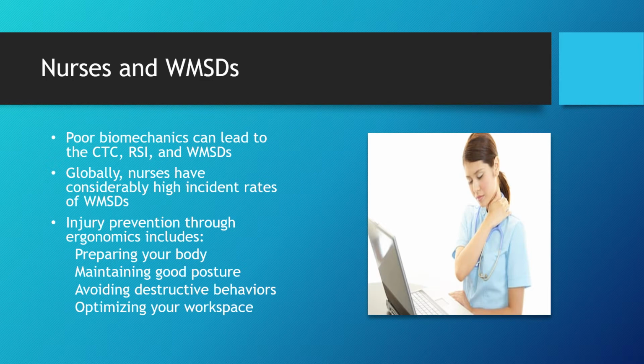We also talked about injury prevention through ergonomics, which includes preparing your body with stretching and exercises, maintaining good posture and alignment of the kinetic chain, avoiding destructive behaviors by developing good technique and work practice habits, and optimizing your workspace by making adjustments as applicable. In this course, we'll go into further detail about some of those injury prevention methods.